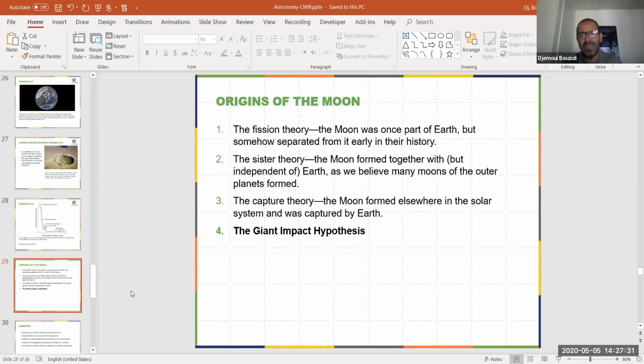That one actually has a weaker argument for it because of the similarity in structure, so they could not have formed independently of one another. And the same thing goes for the capturing of the moon, similar to how Mars ended up with two moons.